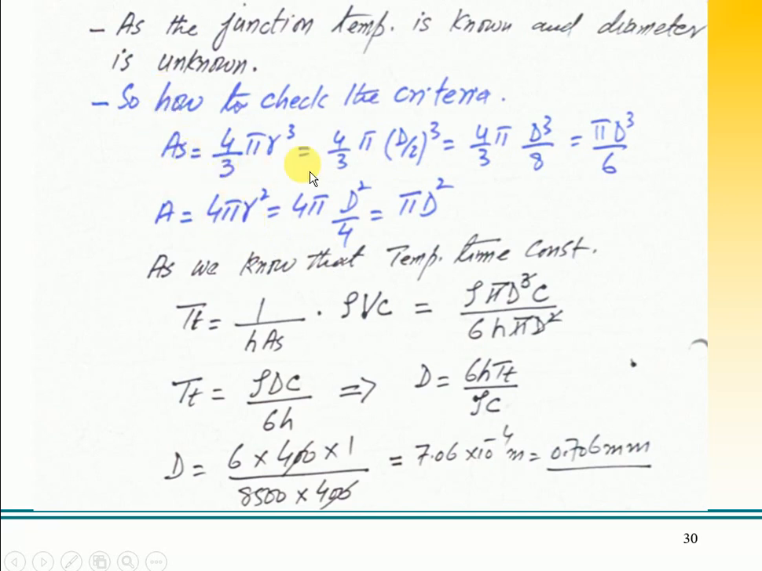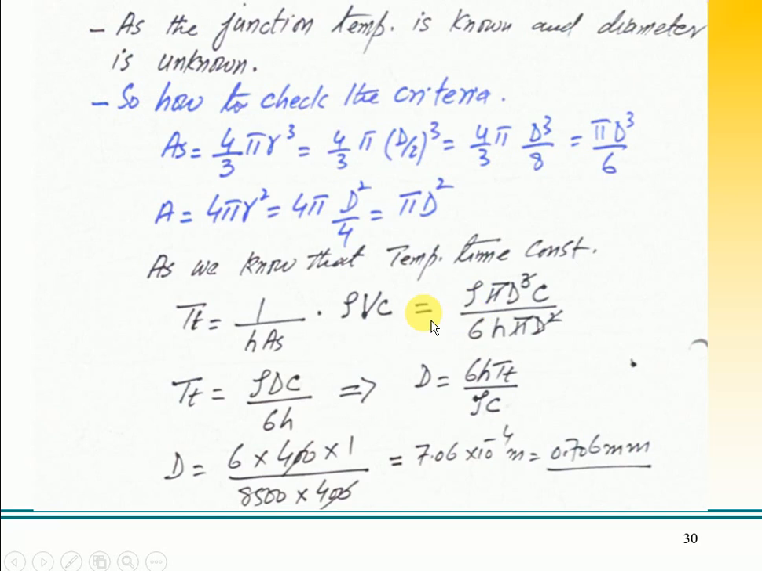Sorry, this is V, the volume: 4 upon 3 pi r cube, so 4 upon 3 pi times d by 2 whole cube. This becomes pi d cube by 6. This is of course the volume. And the surface area, 4 pi r square, is pi d square. We know that the thermal time constant is 1 by hAs times rho V c.